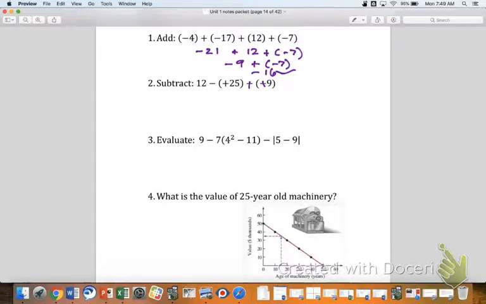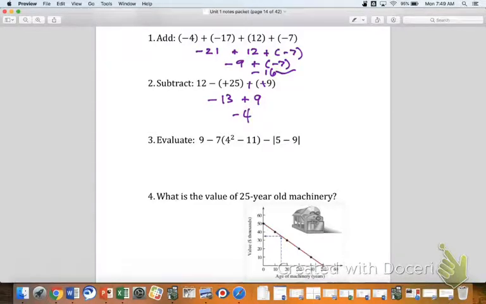So let's start there on the left. 12 minus a positive 25. What do you guys think that is? It's negative 13, agreed. So negative 13 plus a positive 9. And what is negative 13 plus positive 9?